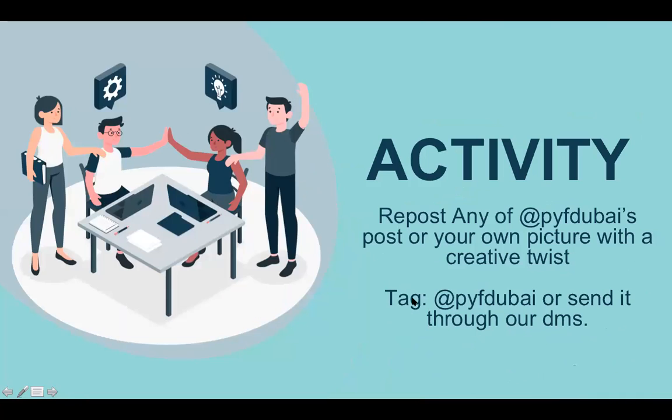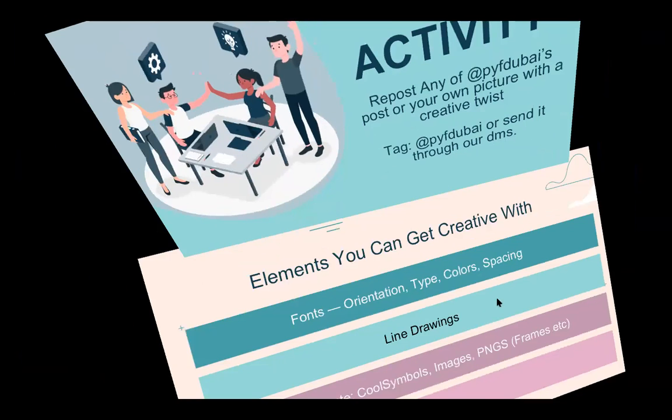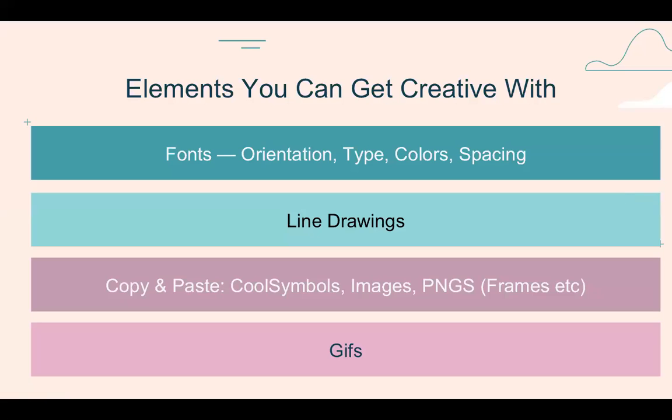Now this comes to the activity bit. So here is what you're going to get creative with. You can either repost one of your own posts, or you can repost a post to our PYF page. And all you've got to do is send it through our DMs or tag PYF itself. And you can use any of these elements. You can use the fonts differently. You can do line drawings. You can copy paste from Cool Symbols, PNGs, frames, anything. And you can use GIFs as well. So I'm just putting a timer for 5 minutes. And you guys can send it through because I'm seeing all the submissions that are coming in through our DMs.